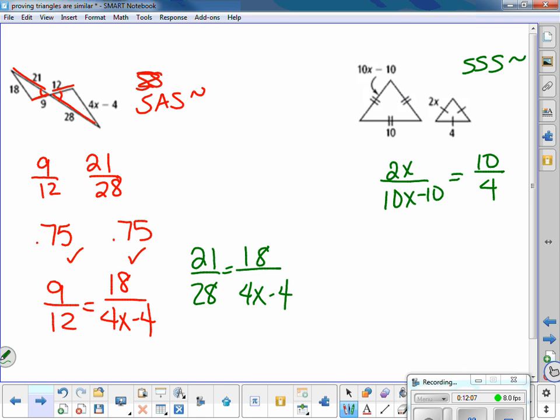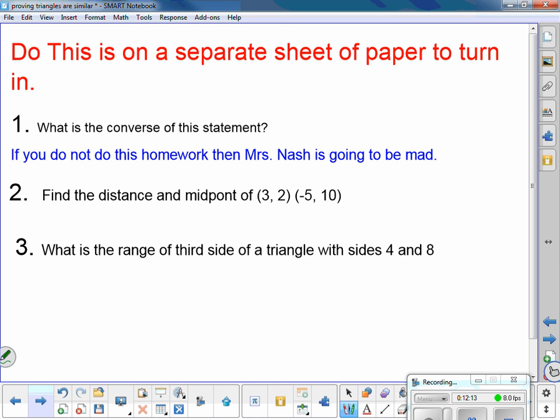Now, what you are going to have to do is these problems. They have nothing to do with similarity, but it's going to be a review. They are due as soon as you come into class on Monday. Please write them on a separate sheet of paper to make sure that you do not rip it out of your notebook.